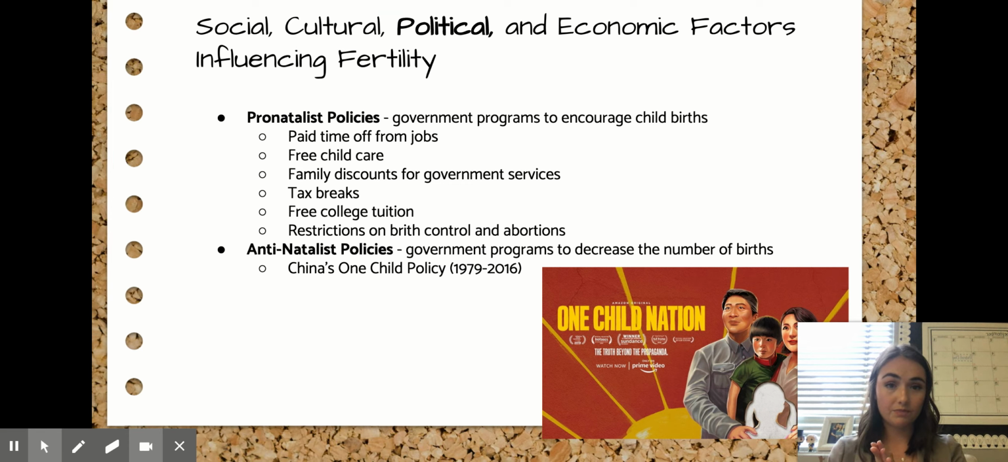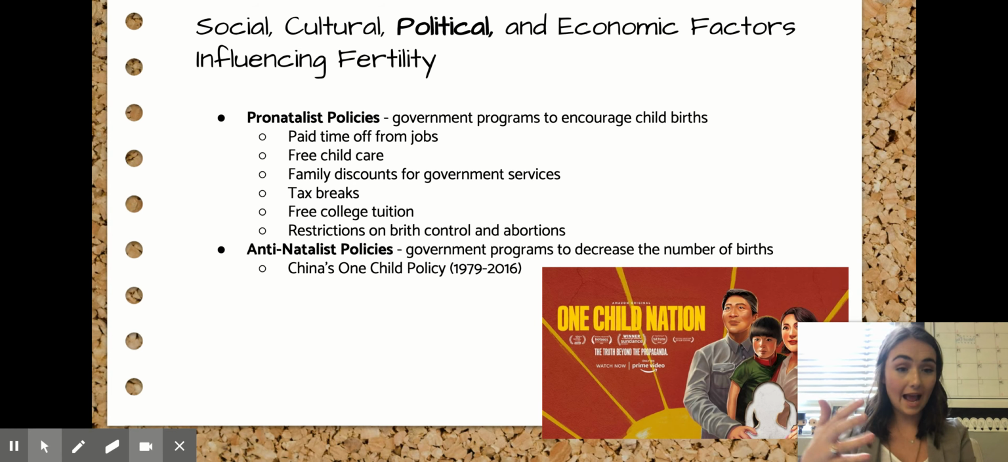Political factors that influence fertility. This gets kind of sketchy because this is the government getting involved in your children. The government has a concern with how many kids you plan on having, because number one, they have to provide for them somewhat. Do they have enough resources? Is there enough capital? Can they defend these people? Different things like that. So countries will have pro-natalist policies or anti-natalist policies.